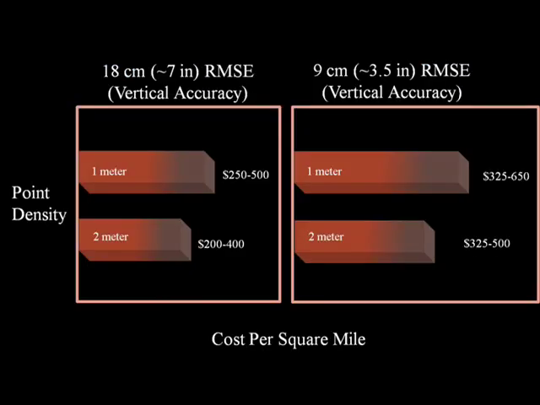These are some average cost estimates per square mile for LiDAR of different vertical accuracies and point densities. LiDAR accuracy is stated as a distance interval with statistical confidence, such as a root mean square error, or RMSE. The lower the RMSE, the better the accuracy. LiDAR of better accuracy and higher point density tends to be more expensive.